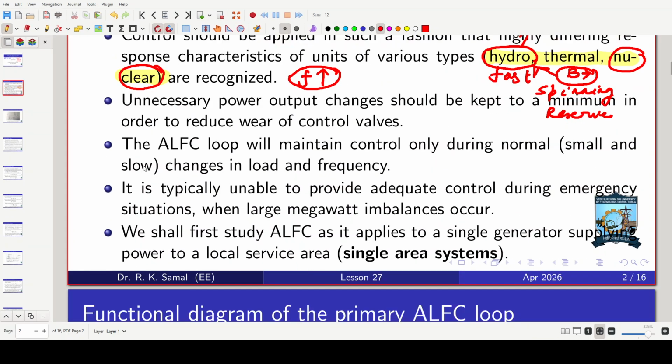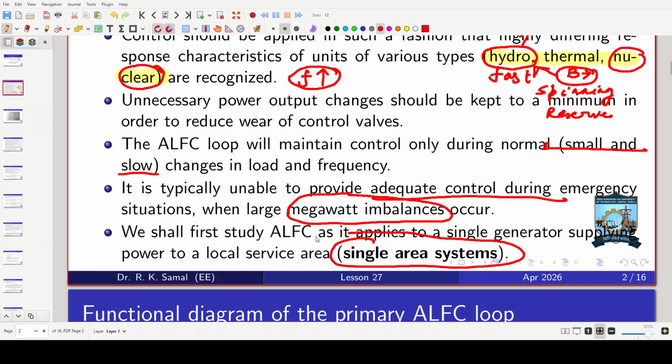Okay, so the ALFC loop will maintain the control only during normal or small and slow changes. So nuclear power plants, actually we don't want any kind of change on the frequency. It is typically unable to provide adequate control during emergency situations where megawatt imbalances occur. Okay, emergency situation, governor control cannot take care of that. For that we have stability studies. So we shall first study single area systems, only one generator and turbine.